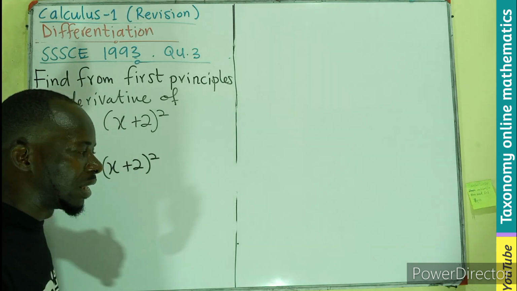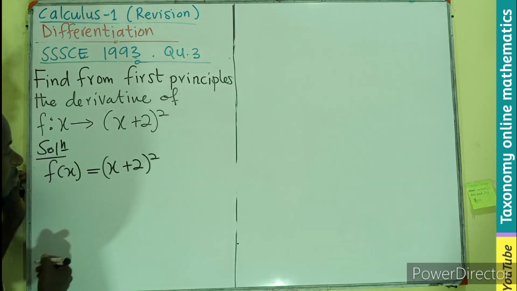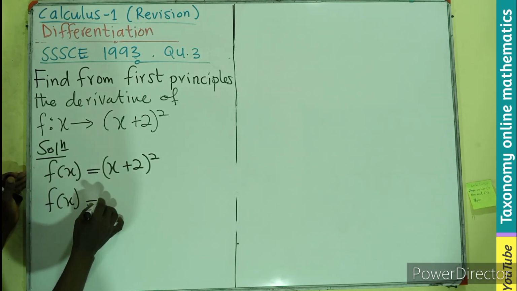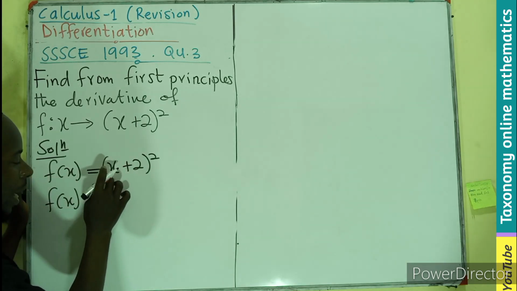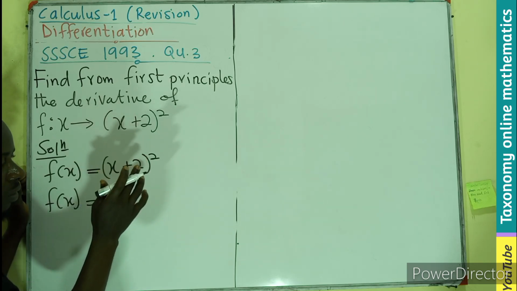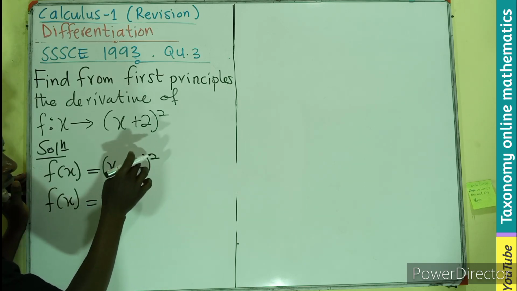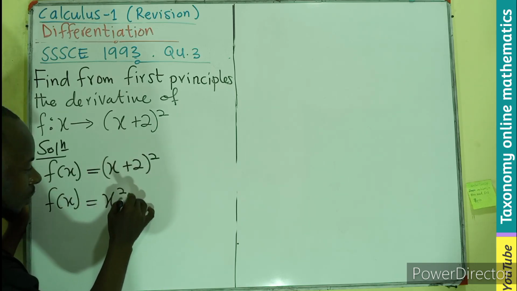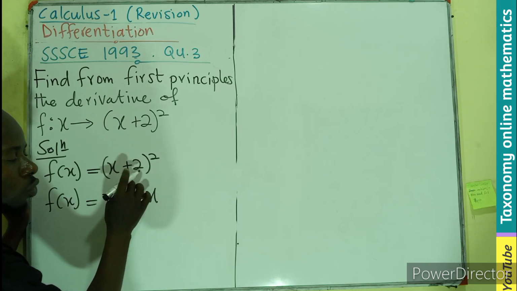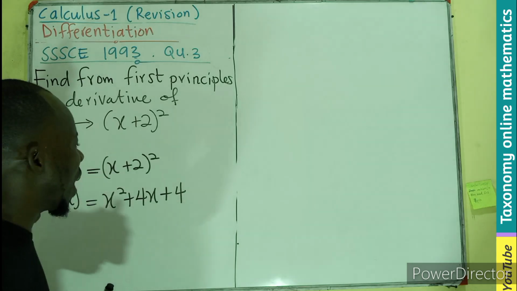Since it's having a square, it will be easier for us if we expand this as well. Then the easiest way to do that is square the first term, which will be x squared, twice their product, meaning the product of the two numbers times 2. 2 times 2, 4 times x. That will be 4x. Square the last number. 2 squared will be what? 4. So this is what we are going to have.